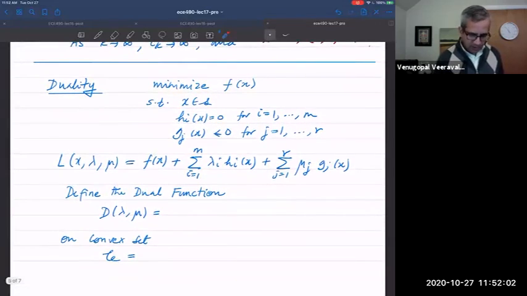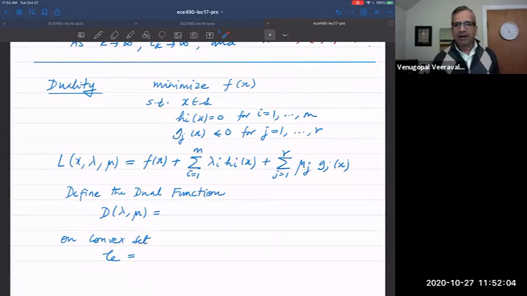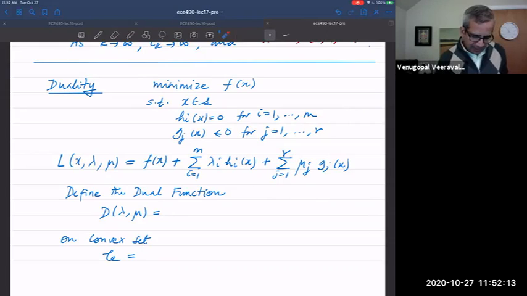All right. Time to talk about duality. So let's look at this general constrained problem. Minimize f(x), x belongs to S. S could be, as we said earlier today, S could also just correspond to the domain over which things are well defined. And we have equality constraints or inequality constraints.